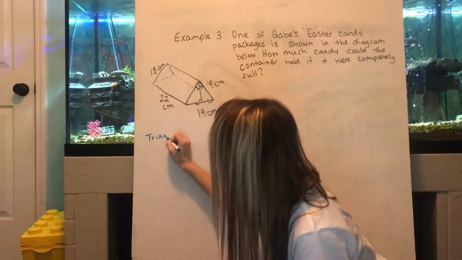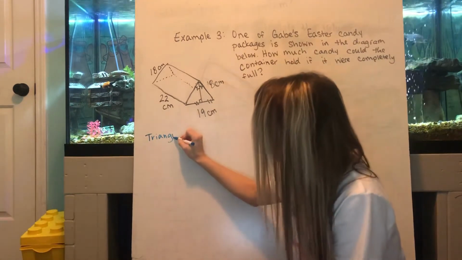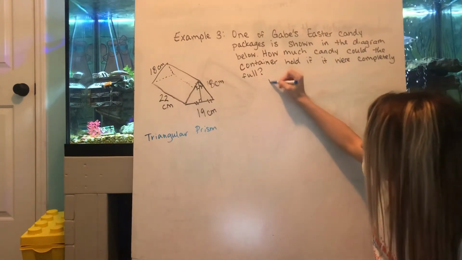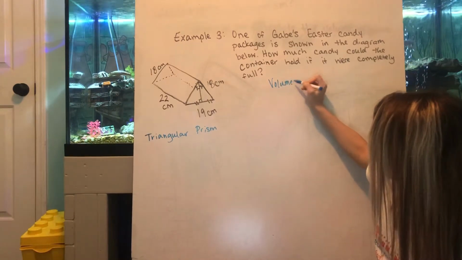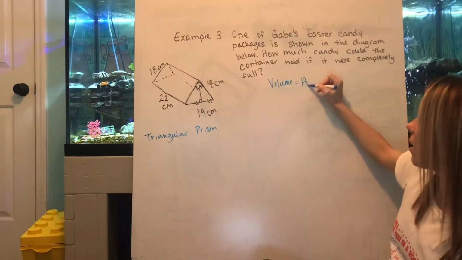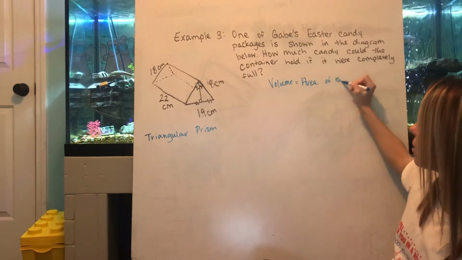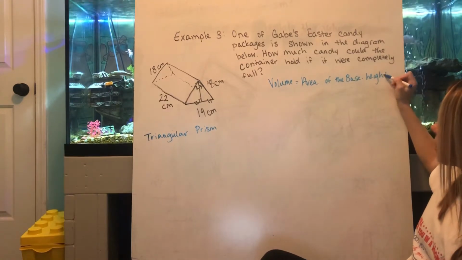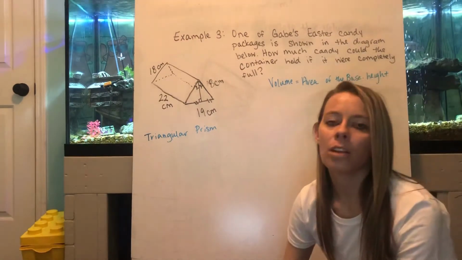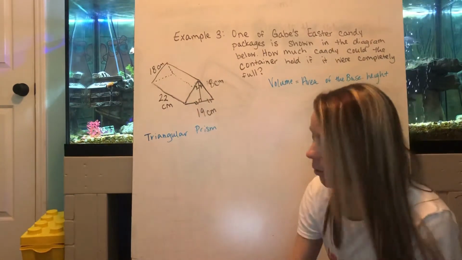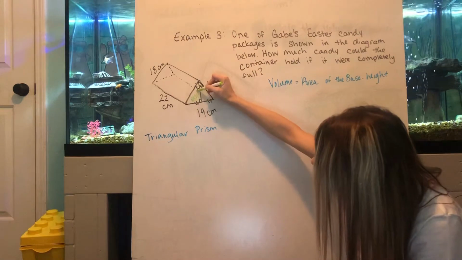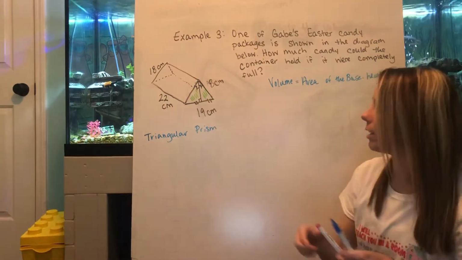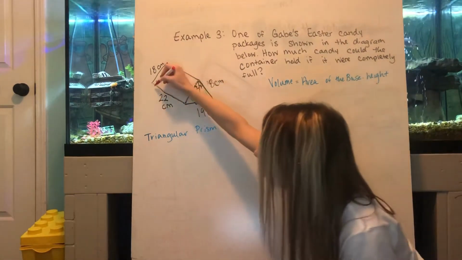Triangular prism. And our volume for a prism is area of the base times height. Okay, so we need to find our base. So our base is our triangle. I'm going to go ahead and shade that in. Base right there. Could be that triangle too, but I know more information about the triangle down here, even though they're the same, it's labeled.